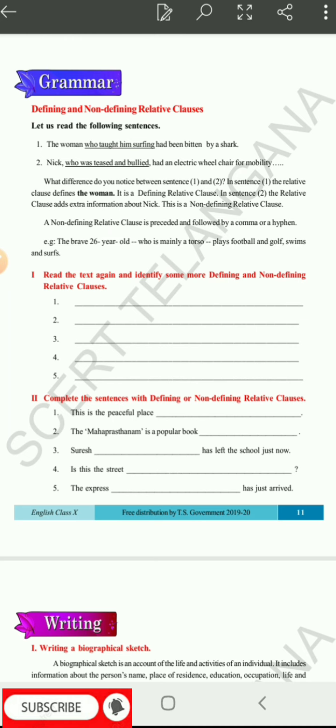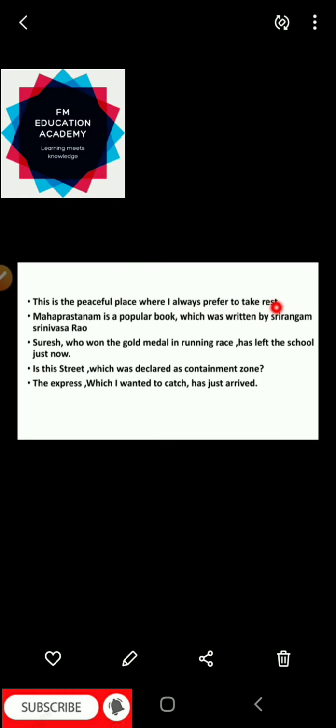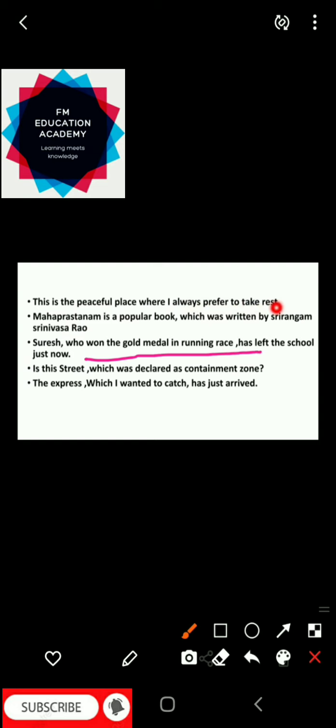The next is, Suresh dash has left the school just now. How can we fill it? Suresh, who won the gold medal in the running race, has left the school just now. So we can see that Suresh, comma, who won the gold medal in the running race, has left the school just now. That is, he has won the gold medal. Even if you don't write this, it is okay. Suresh has left the school just now, or we can say Suresh, who won the gold medal in the running race, has left the school just now. Since we are saying about two parts, we have to put commas here, as it is a non-defining relative clause.